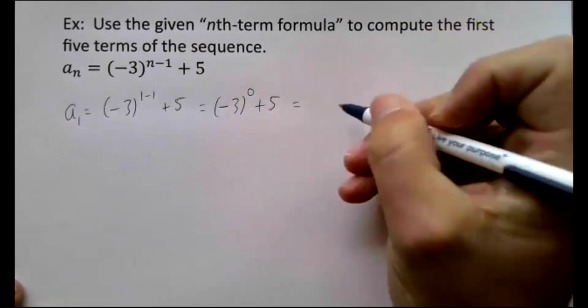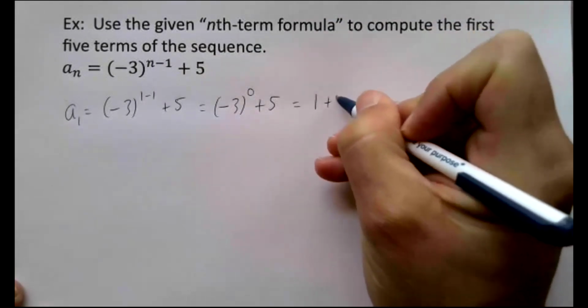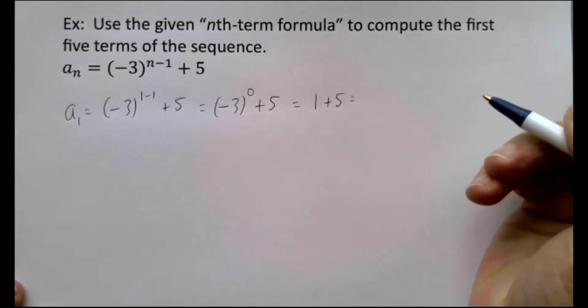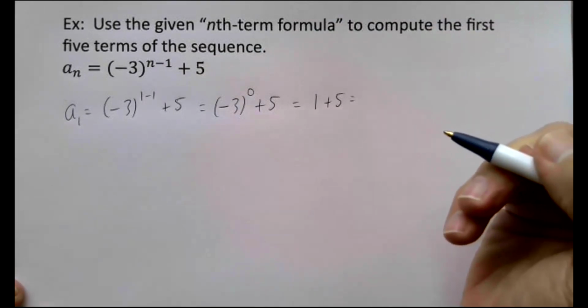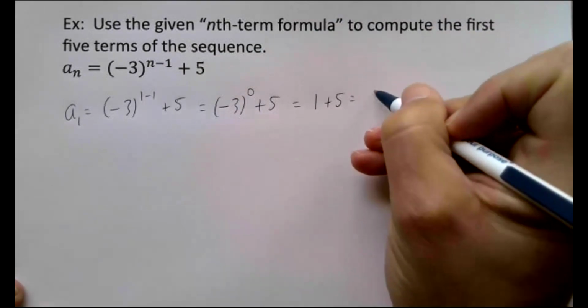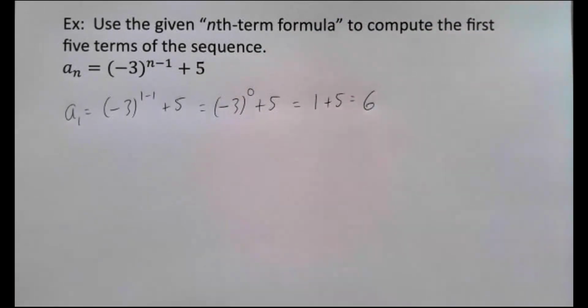So what is -3 to the power of 0? I hope you understand that it's 1 because I just told you that it's always going to be 1. When you take something to the power of 0, it's always going to be 1. So I think my first term should be 6, right? 1 plus 5.